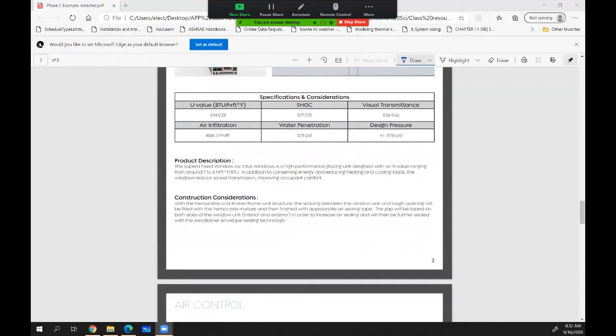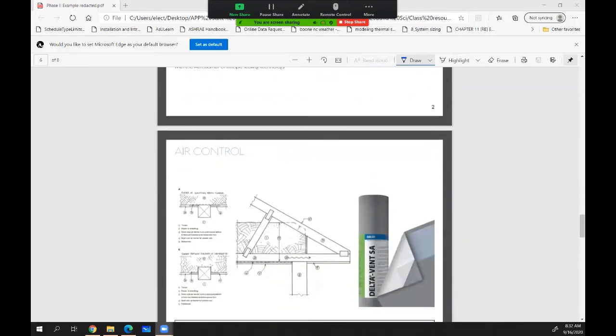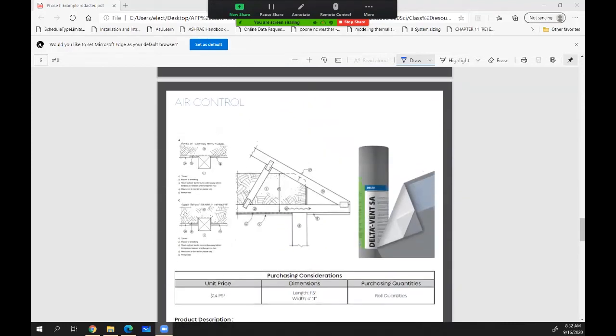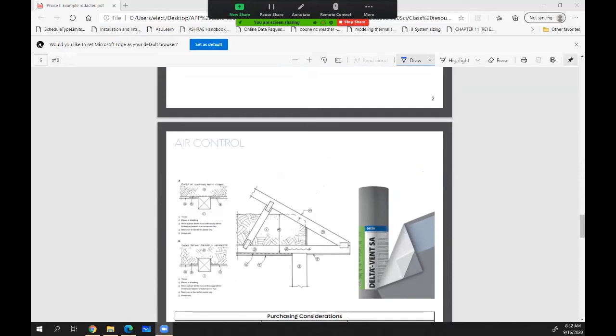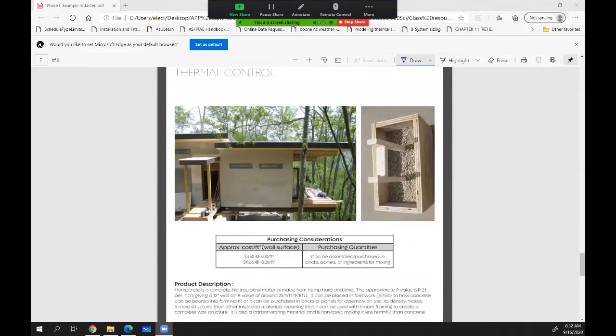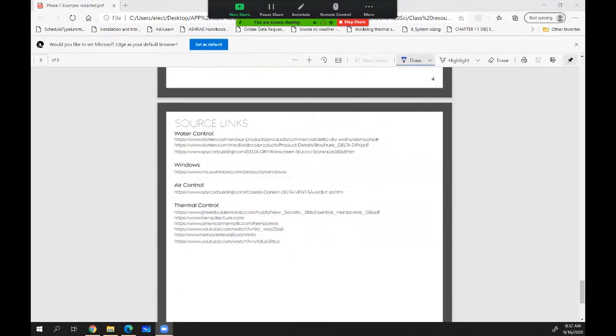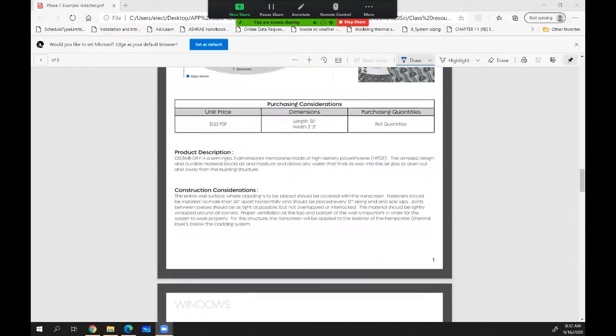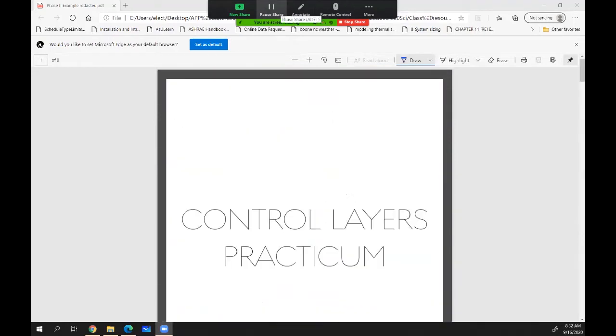You need to have continuous control layers, and we'll talk more about that when we do the pin test. So here's some good graphics and construction detailing sort of, and things that you need to take into consideration for your air control. And then it's got insulation in there, thermal control, and you've got good graphics here of some examples of these products, and then your sources and stuff. So I'm gonna pause this and make myself some notes. Does that make sense to everybody?